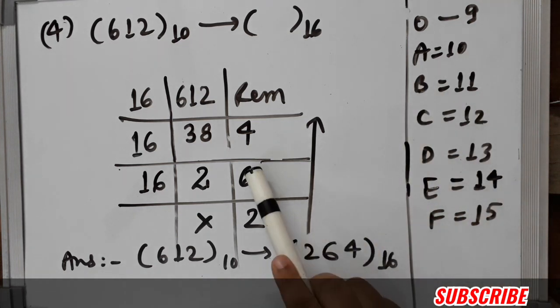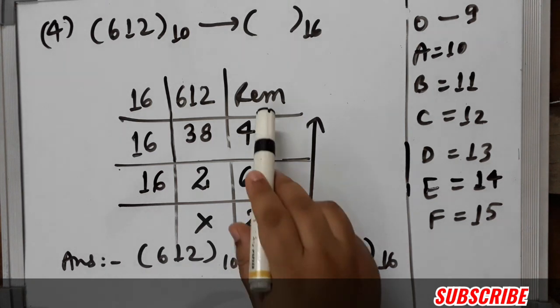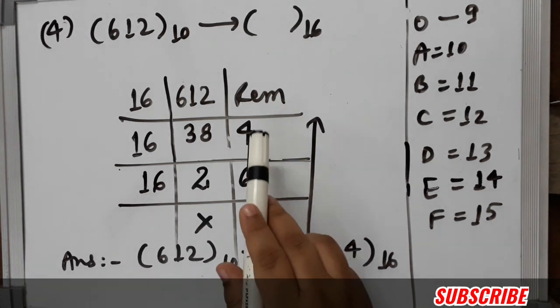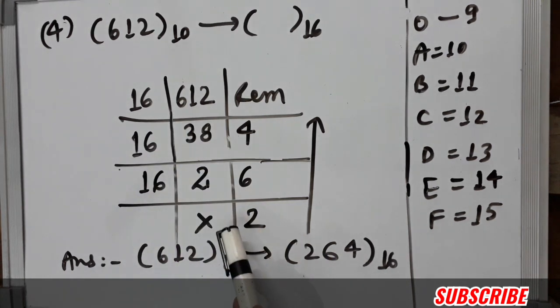So if you are getting any remainder which is more than 15, that means you have done the question wrong. If you are getting something more than 15, that means in the case of hexadecimal it cannot happen. That means something is going wrong in the calculation which you have done. So you should check it. So these are some small tricks which you can use.